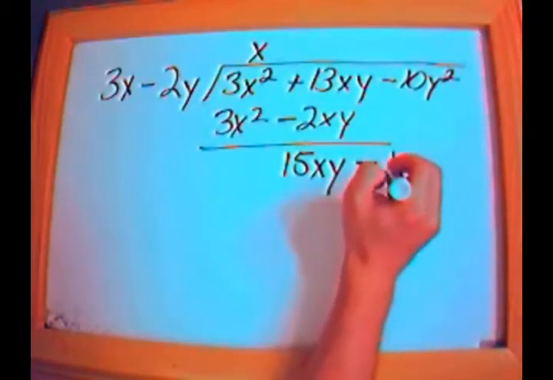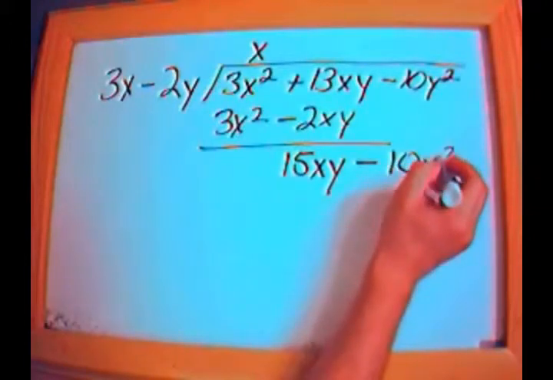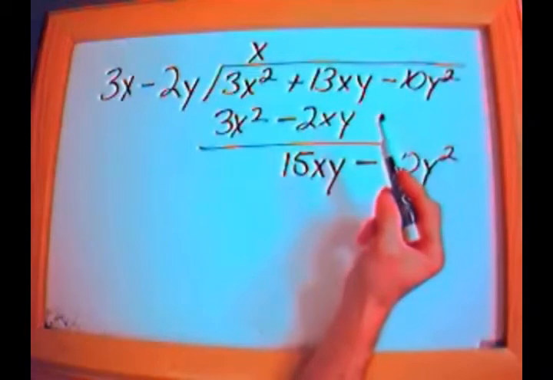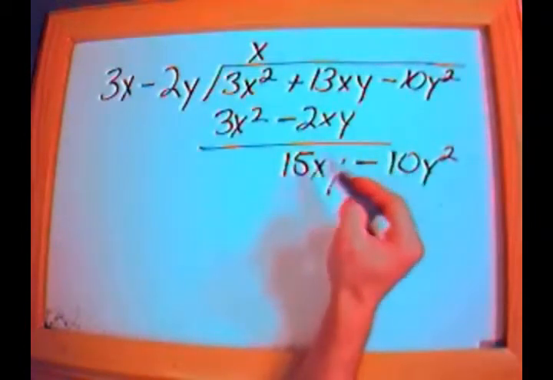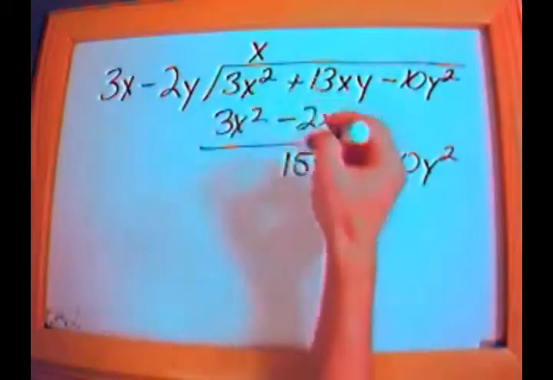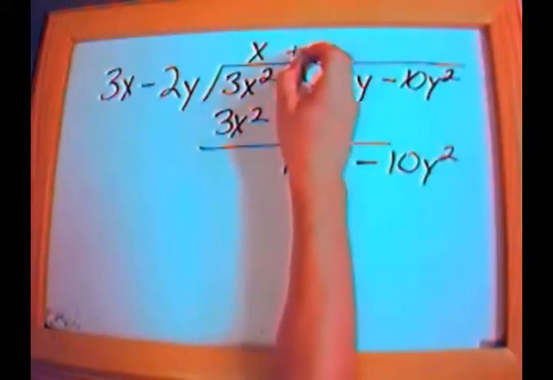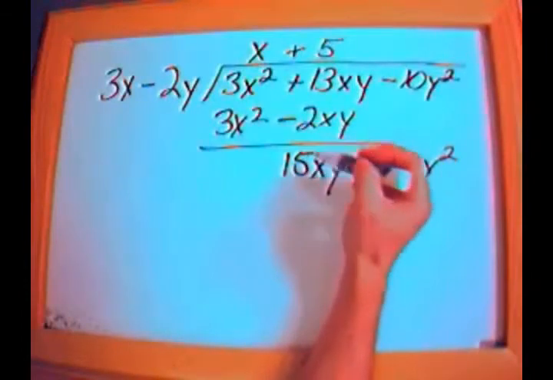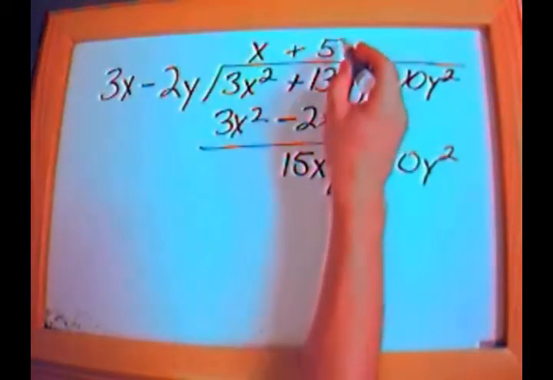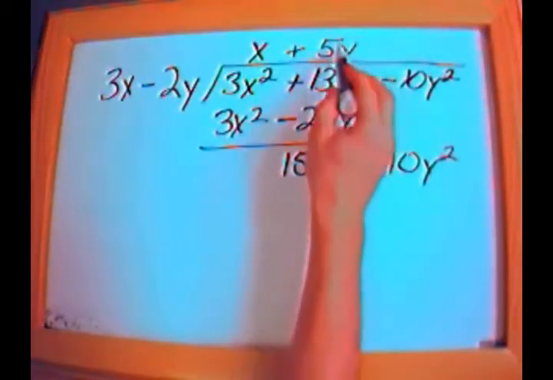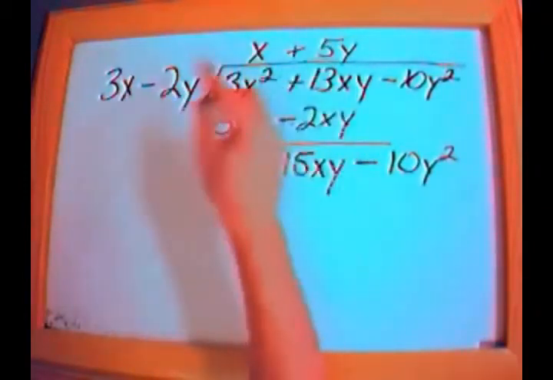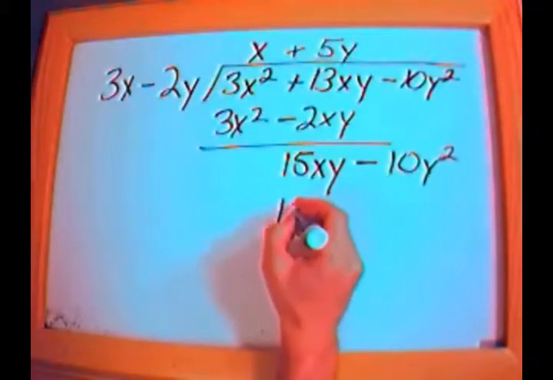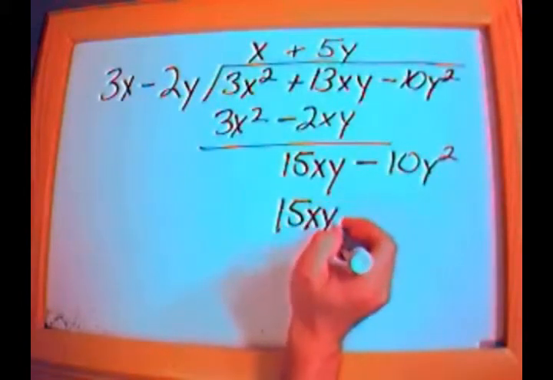Next thing I do is I drop down my final term, 10y squared, and then I see how many times can 3x go into here. How many times can 3x go into 15xy? Well, 3 goes into 15 how many times? 5 times. And x goes into xy, y times. Because 5y times 3x, 3 times 5 is 15, x times y is xy. So that's going to be 15xy here.